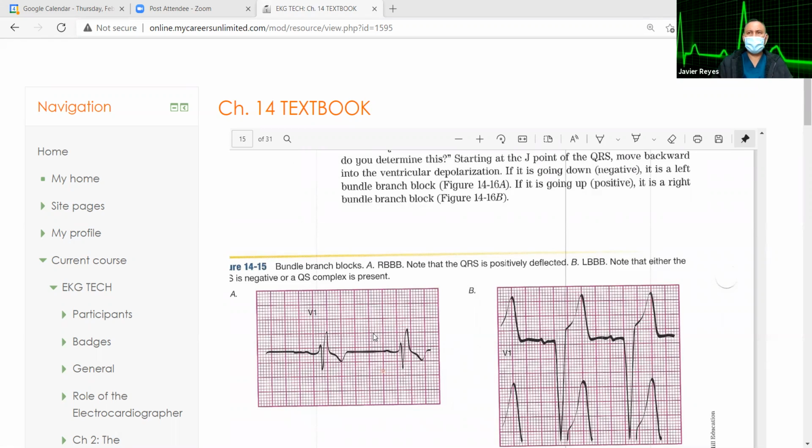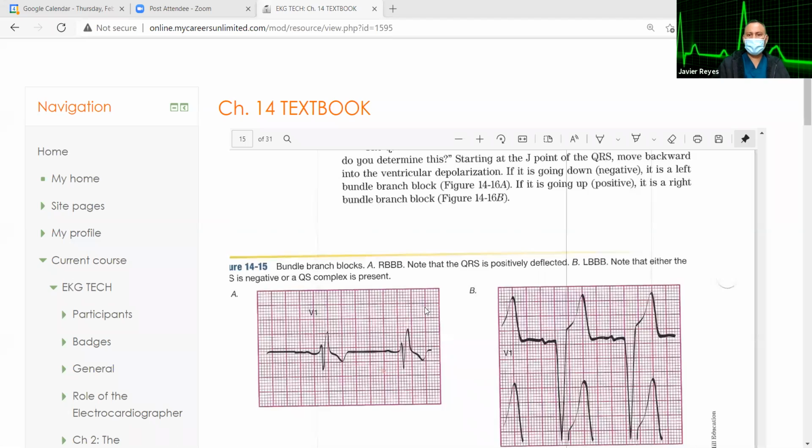On figure 14.15? Yeah. Okay, a right bundle branch block. Note that the Q is positive deflected. So they're talking about the QRS. Left bundle branch block, either the S is negative or a QS complex is present.